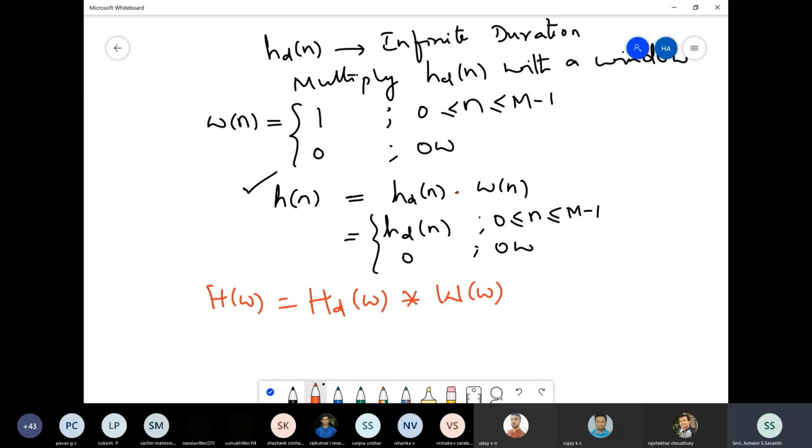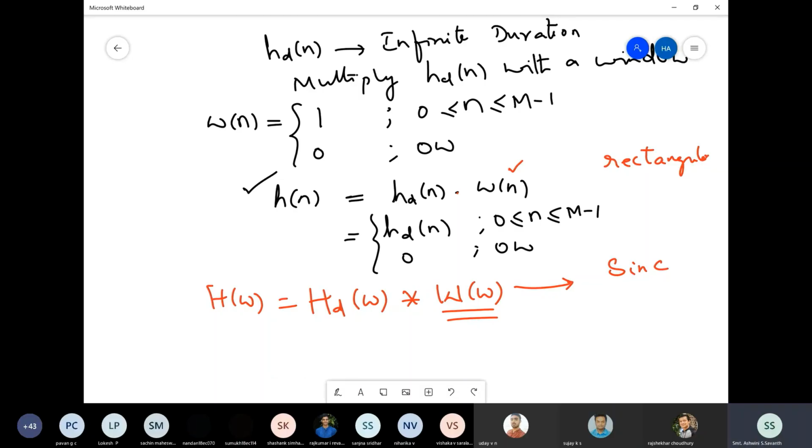HD of omega we know is like your low pass filter response. Let's say it is ideal; we start off with an ideal. So HD of omega is an ideal low pass filter frequency response. How is your W of omega going to be? What is W of n? A rectangular function, correct? So what do you expect W of omega to be? It has to be a sinc function, isn't it? A rectangular function in one domain will be a sinc in the other domain. So if you derive the expression for W of omega, it has to be a sinc function.